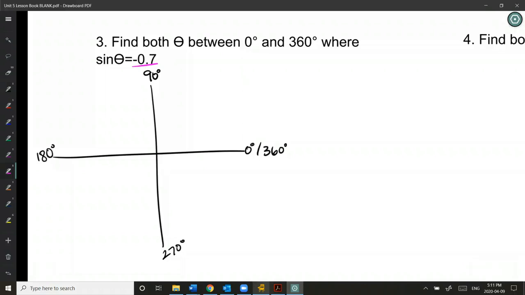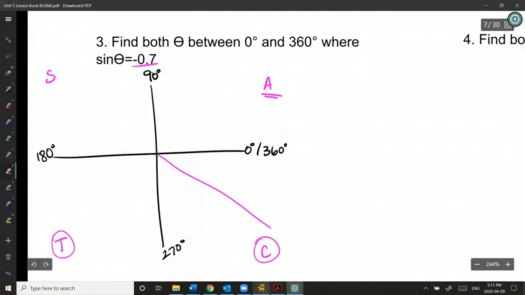Okay, sine is equal to a negative value. Now, what does the CAST rule tell us? Well, the CAST rule tells us that all angles will have a positive sine value here. Sine of angles between 90 and 180 will have a positive value here. But in tan and cosine, it tells me that the sine of those angles will actually be negative. And that's actually what we're looking for. We're looking for the sine of an angle that's going to give us a negative 0.7. So I know that my angle should fall in the tan and cosine quadrant.